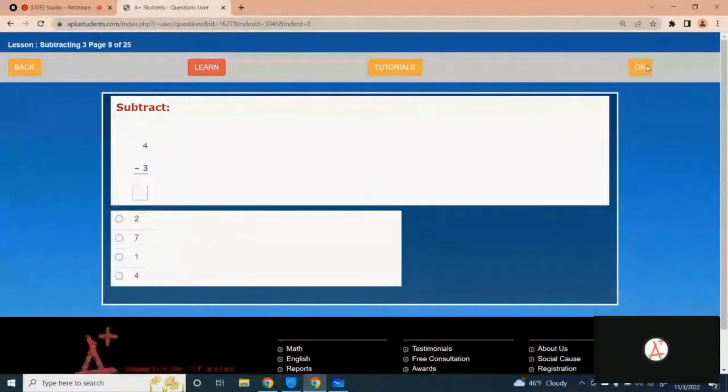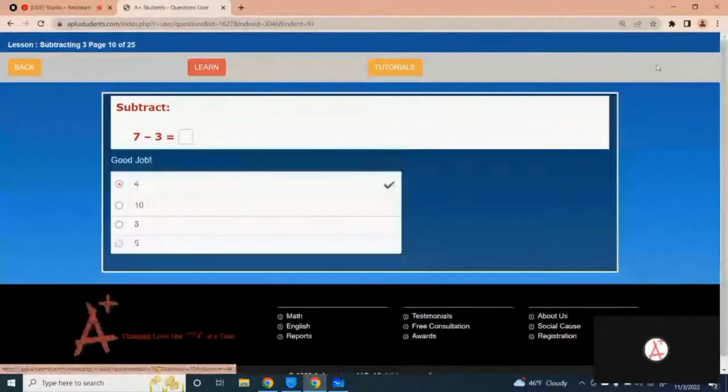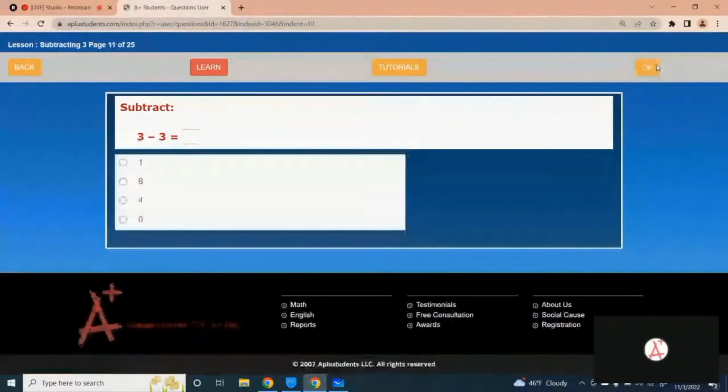Okay, 4 take away 3. So 4 take away 3 is, you are left with 1. Got it? So 4 take away 3 is 1. Okay, the next one is 7 take away 3. So 7 take away 3 is 4. So select the correct option and click on the OK button. And then 3 take away 3. So 3 take away 3 is zero. Got it?